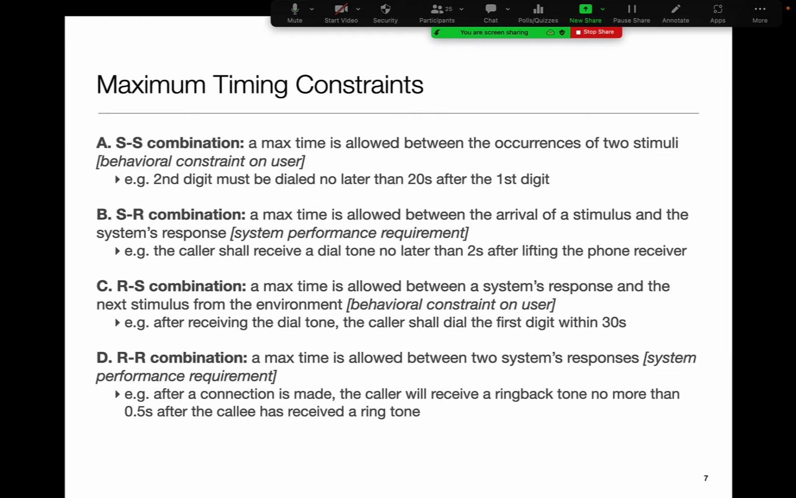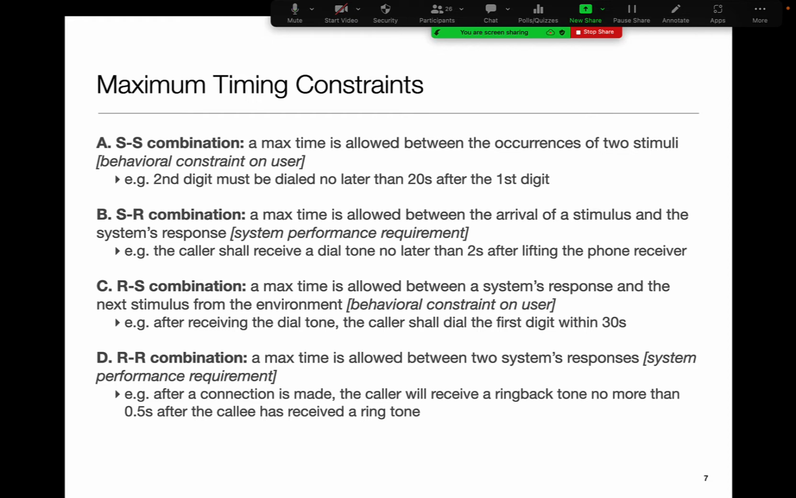The idea is you pick up the phone, you press a digit, and the phone system would say, if you don't press the second digit within 20 seconds, I'm going to assume that you're no longer there. So the stimulus combination is really placing an expectation on the environment, that the environment would press the next digit no later than 20 seconds after the preceding digit, and if it doesn't, then the system designer can ignore that, for example, or is not bound by this.